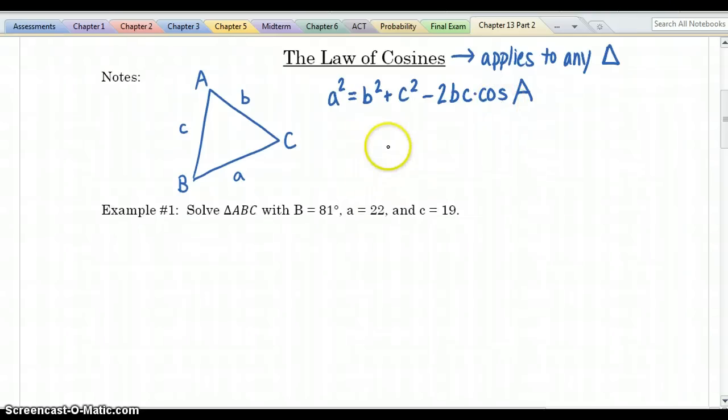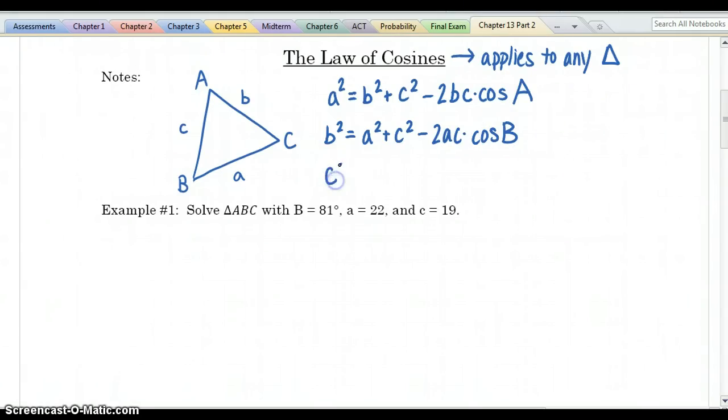Alright, now there are two other forms of the law of cosines, because notice how this form only includes angle A. Well, sometimes we might have angle B or angle C. Alright, so there are two other forms involving angle B and angle C. We have b squared equals a squared plus c squared minus 2ac times the cosine now of angle B. And the last form you would see is c squared equals a squared plus b squared minus 2ab times the cosine of angle C.